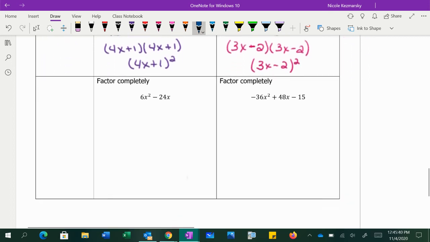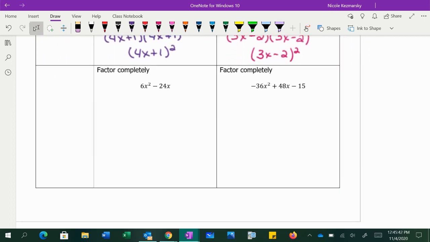The last two kind of put it all together. So we're looking for everything. Let's start with GCF. For this first example on the left, do we have a GCF or more than one GCF? Well, 6 and 24 are both divisible by 6, so I can divide out a 6. They also both have one x. The first one has two x's, but the second one only has one, so I can only take out 1.